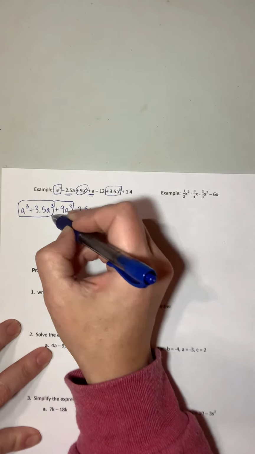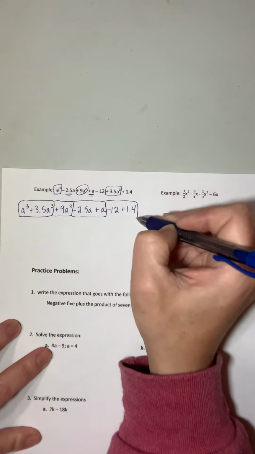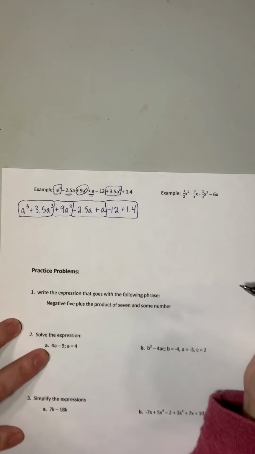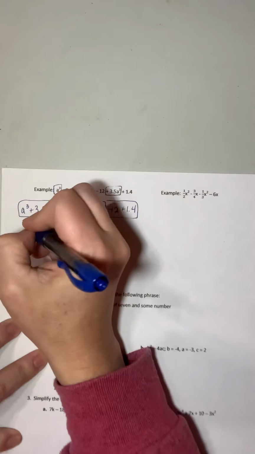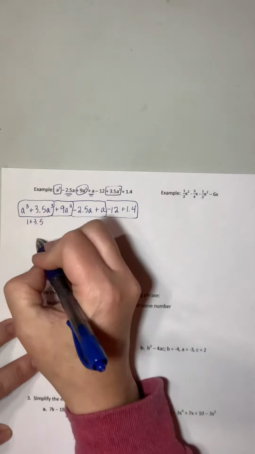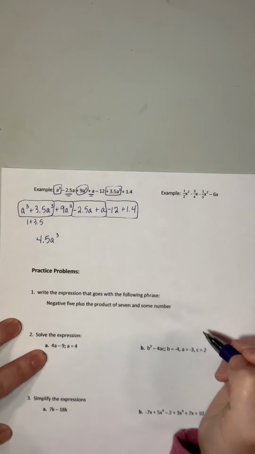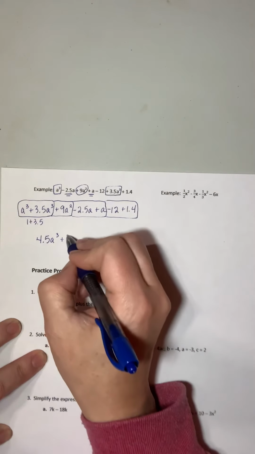The 9a squared is by itself. The a's go together. The constants go together. All right, so down here it would be 1 plus 3.5, and 1 plus 3.5 is 4.5, a to the third. This is by itself, so it just comes down.